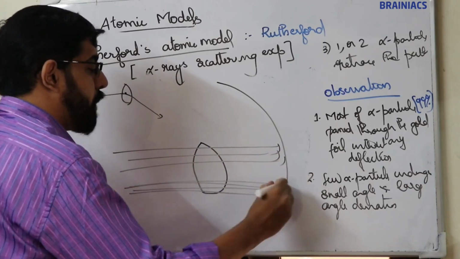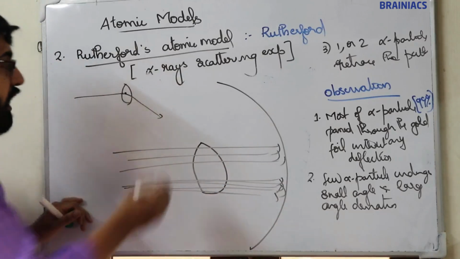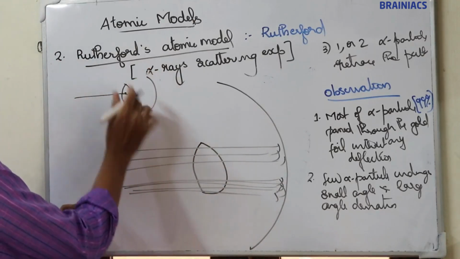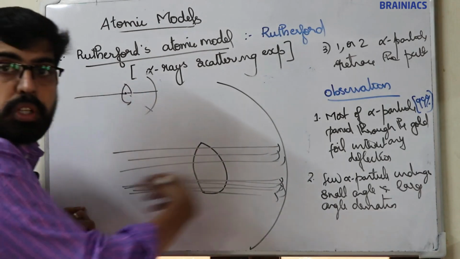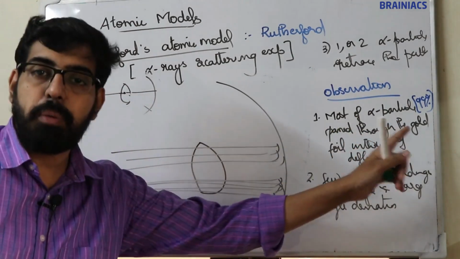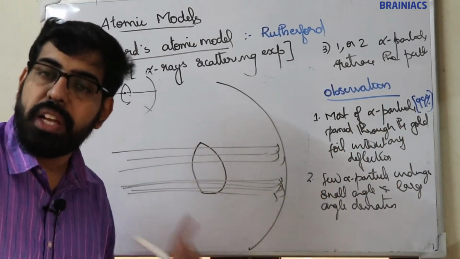That's why we are getting scintillation just behind this gold foil. The majority of the time, that is 99% of alpha particles, pass through the gold foil without any deflection.